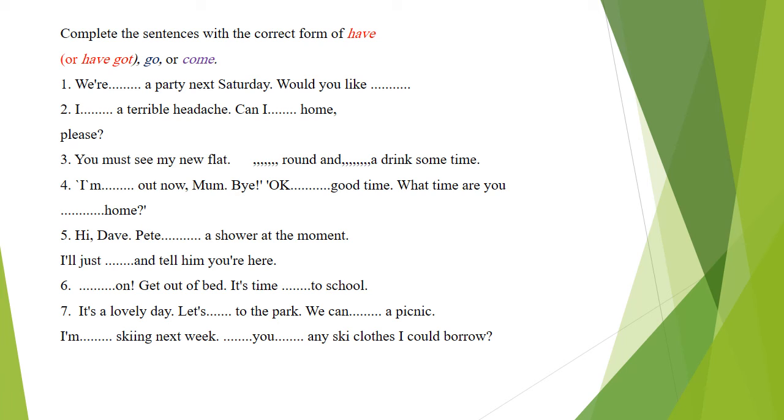Complete the sentences with the correct form of have or have got, go or come. 1. We are having a party next Saturday. Would you like to come? 2. I have a terrible headache. Can I go home, please? 3. You must see my new flat. Come around and have a drink sometime.